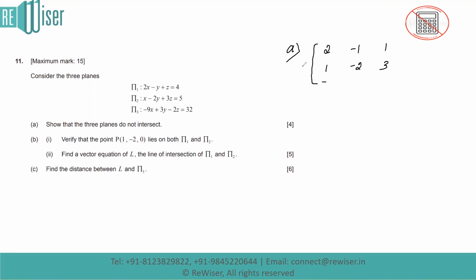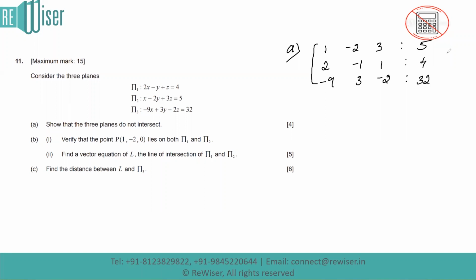and, okay, I'm slightly going to change the order. Just for the row reduction, it will be easier to do the calculation if I have 1 here. So that's why I'm going to write down the plane 2 at the beginning. So it's going to be 1, minus 2, 3, then 5. Then I'm going to write down plane 1, which is 2, minus 1, 1, and 4. And minus 9, 3, minus 2. And we will have it as 32.